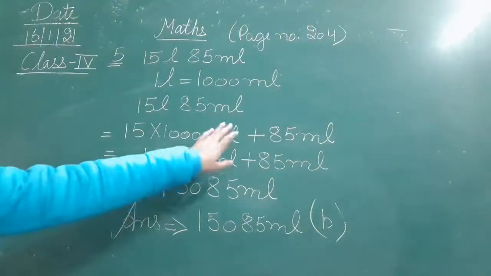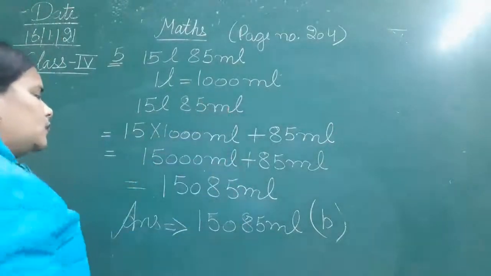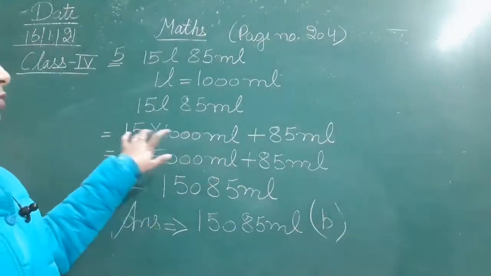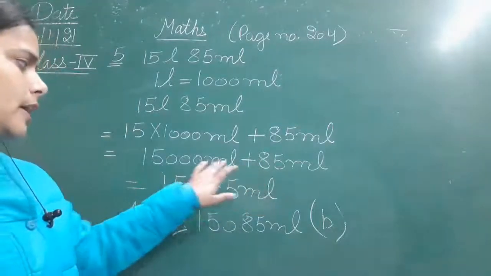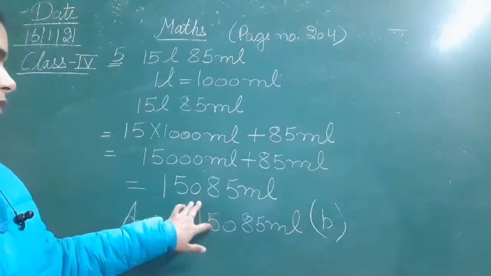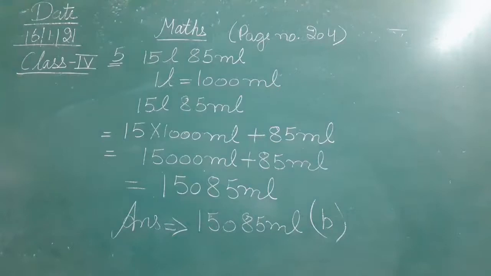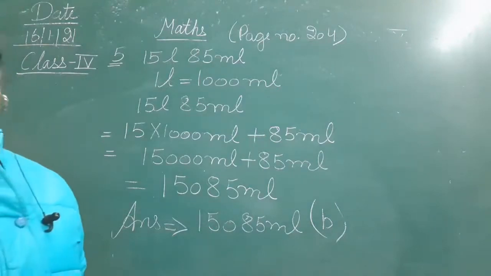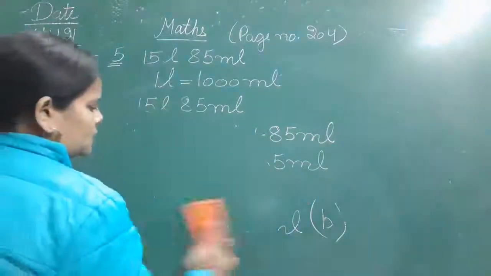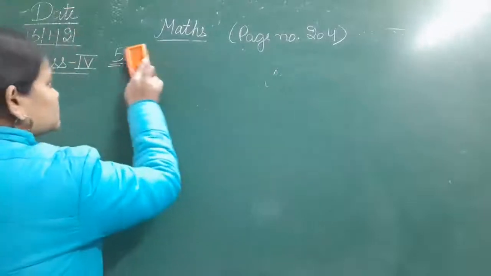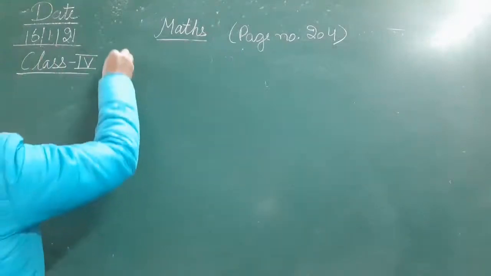So 85 was already in milliliter. We have to convert this liter only, and that we have converted by simply multiplying it with 1000. So after multiplying it with 1000, we got 15,000. This was already in milliliter, and after adding them both, we got the answer, that is 15,085 milliliter. Is it clear? So this is the solution of question number 5 from page number 204. Next, moving to question number 6.